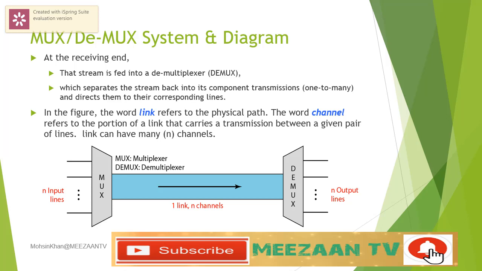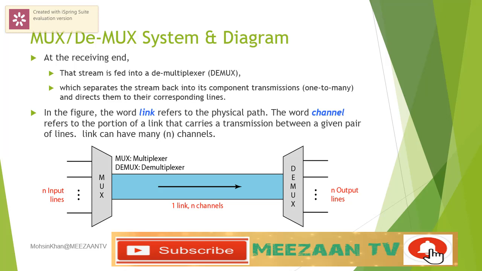In a multiplex system, n lines share the bandwidth of one link. The lines on the left direct their transmission streams to a multiplexer, which combines them into a single stream, simply referred to as a many-to-one link. At the receiving end, that stream is fed into a demultiplexer, which separates the stream back into its component transmissions, simply referred to as a one-to-many link, and directs them to their corresponding lines.